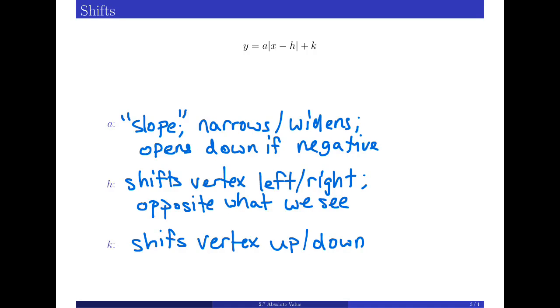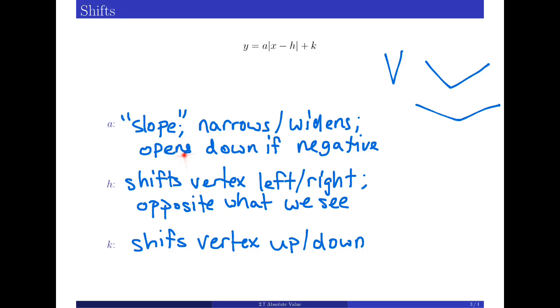So you've played with Desmos and you should have discovered the following things. You should have discovered that the A in front is kind of like our slope. That can either steepen or flatten, or narrow or widen our graph. It opens or closes that V, right? If it's a 2 or a 3 or a 4, we got narrower. If it was something like a half or a third, then it opens out wider, right? The other thing that happens is if A goes negative, then that V flips over, and that V is now opening down, right?